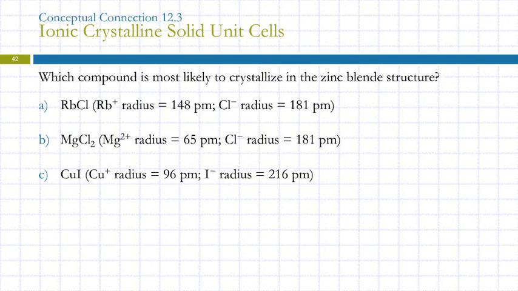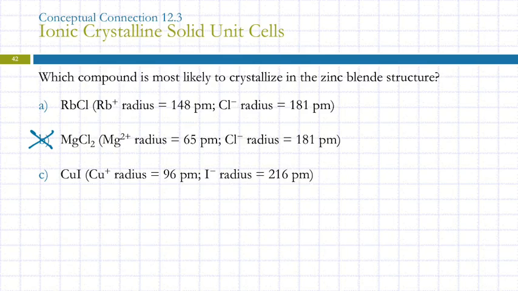So if we go back and look at this question, we're looking for an ionic compound that has a 1-to-1 ratio. So can we eliminate any of these? Magnesium chloride, that's got a 1-to-2. That can't be the zinc blend structure. It's got the wrong ratio. So now we're looking at rubidium chloride and copper iodide.